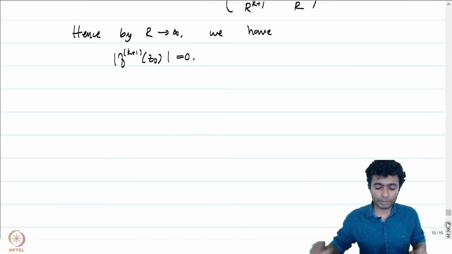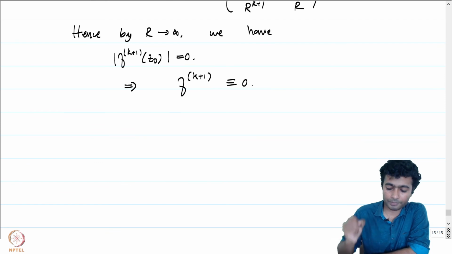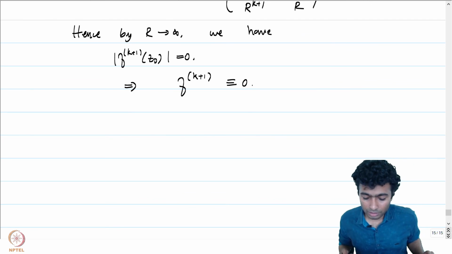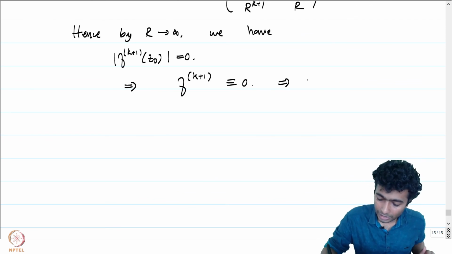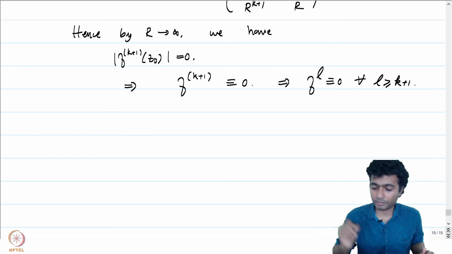This can be argued at every point z0, and hence this tells us that f^(k+1) is identically equal to 0. Now, f is an entire function, and this implies that f^(L) is identically equal to 0 for all L greater than or equal to k plus 1.